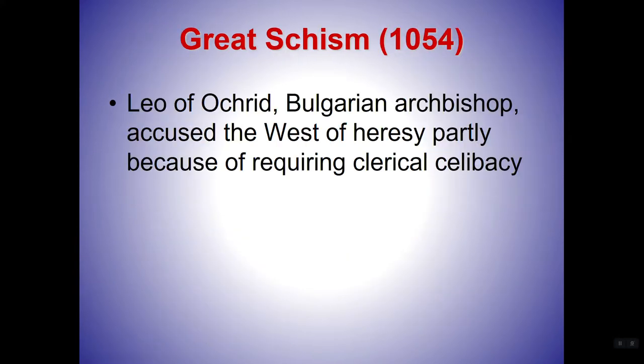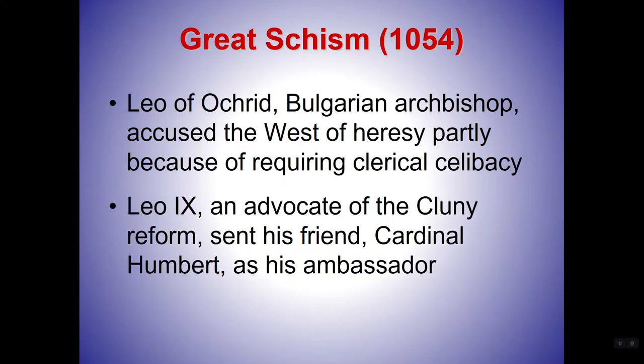And so, in 1054, Leo of Ohrid, the archbishop in Bulgaria, accused the West of heresy, partly because the Western Church required clerical celibacy. Leo IX, who's an advocate of reform, because of his tremendous concern about clerical celibacy and its necessity in order to prevent an inherited clerical position, sent his friend Cardinal Humbert as his ambassador. Remember, Humbert accompanied Leo barefoot into Rome. Unfortunately, Humbert is no diplomat, and so he does not come with an open mind.